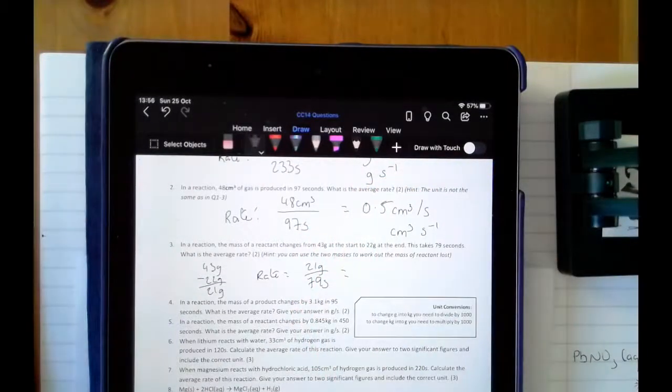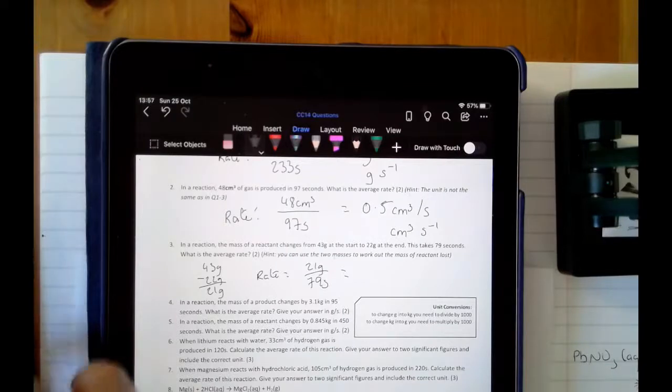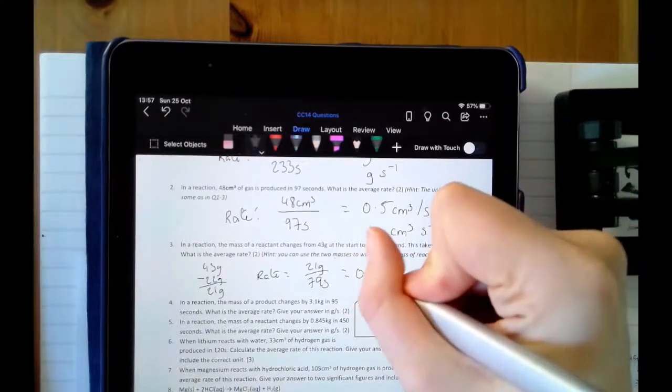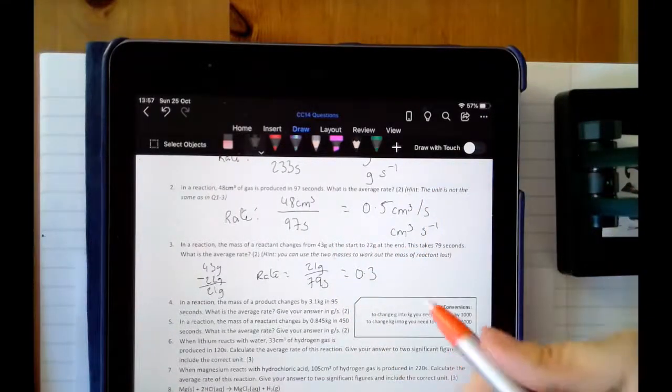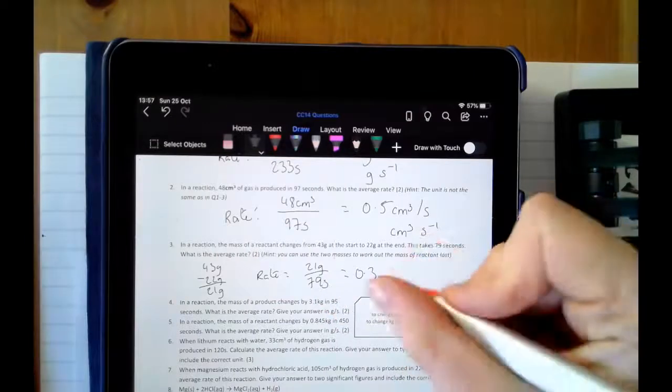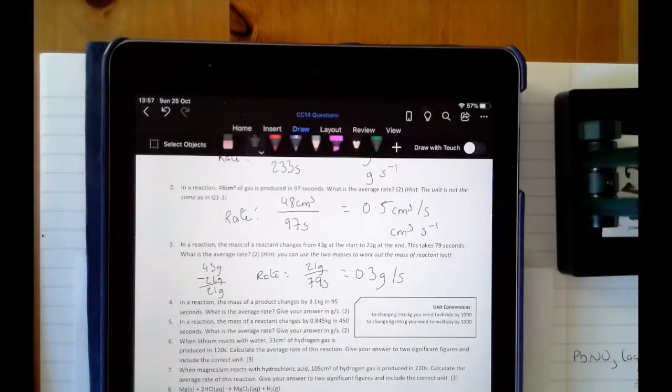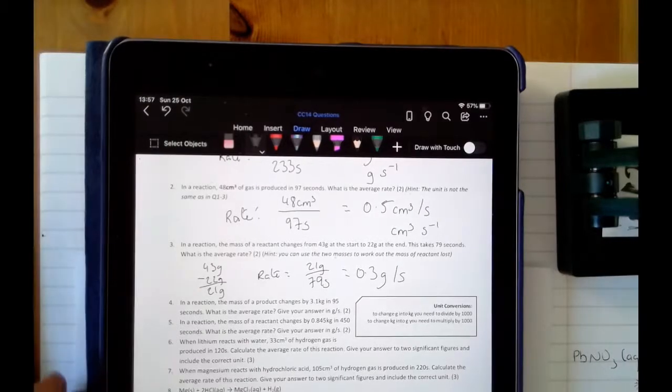So once again, it's my change divided by my time. And I get an answer of 0.3. And my unit, again, is going to be g divided by s, or grams per second. Okay, so that's how you would use that formula, the change divided by the time, to work out the rate.